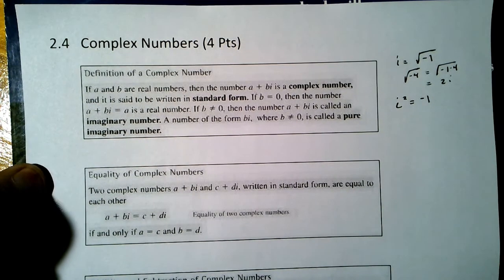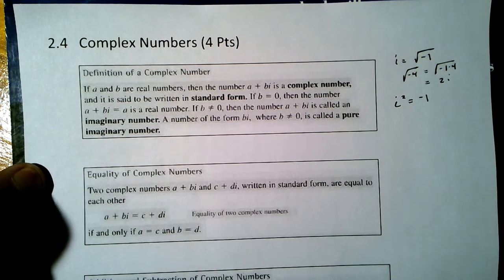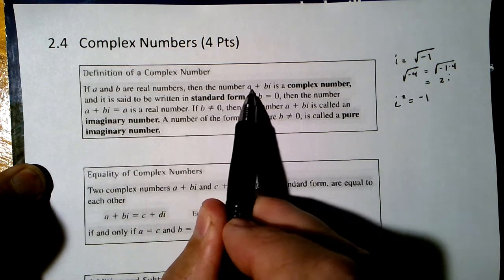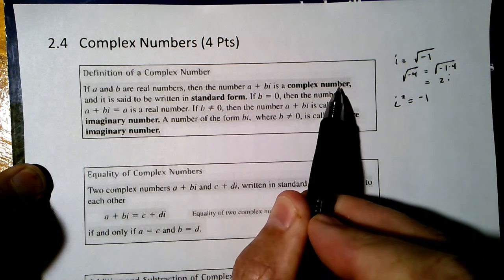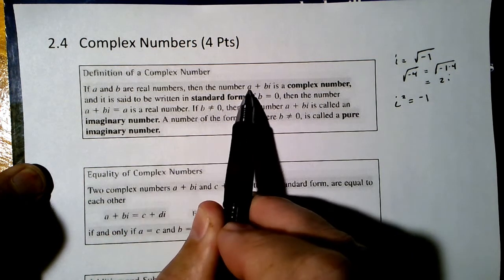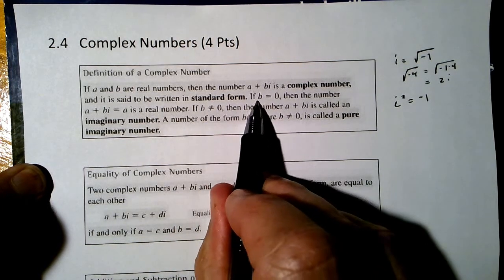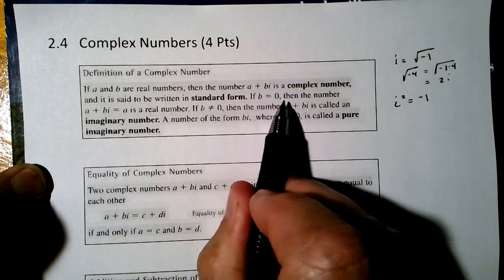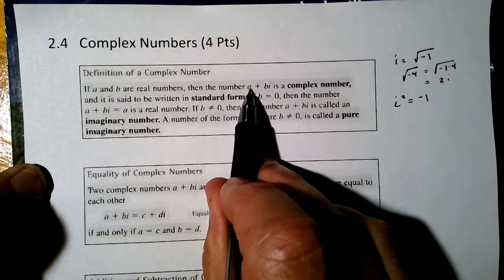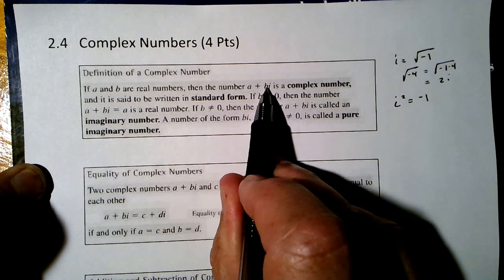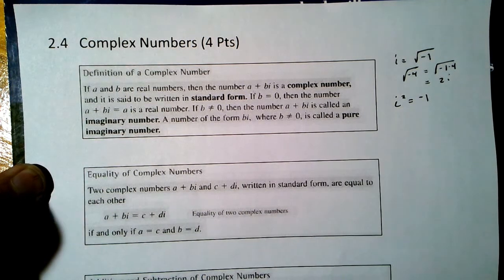So anyway, we won't spend a whole lot of time, in fact this entire year, dealing with imaginary numbers, but they definitely have some actual real-world applications. If A and B are real numbers, then the number A plus BI is considered a complex number. It's said to have a real part and an imaginary part, and this is written in standard form. If B is 0, that absorbs the I and the number is strictly real. If A is 0, the number is strictly pure imaginary, but A plus BI is called a complex number.